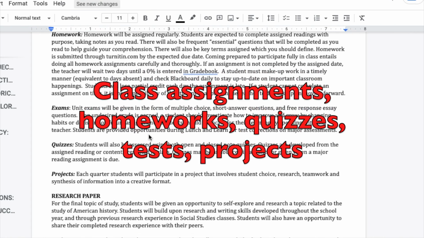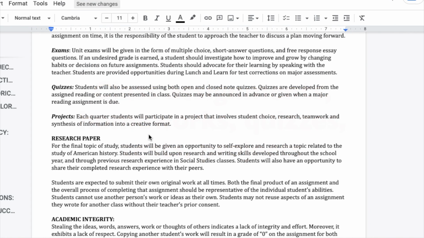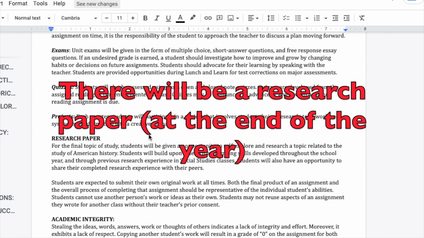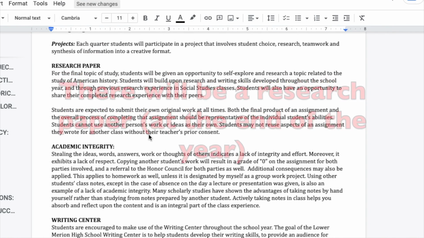We may have pop quizzes. There will be projects. Towards the end of the school year, after we take the College Board APUSH test, we are required to write a research paper, so that will be the final culminating project.